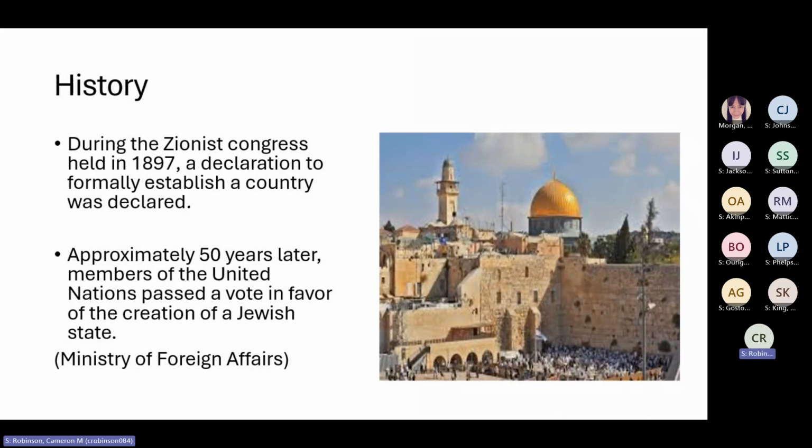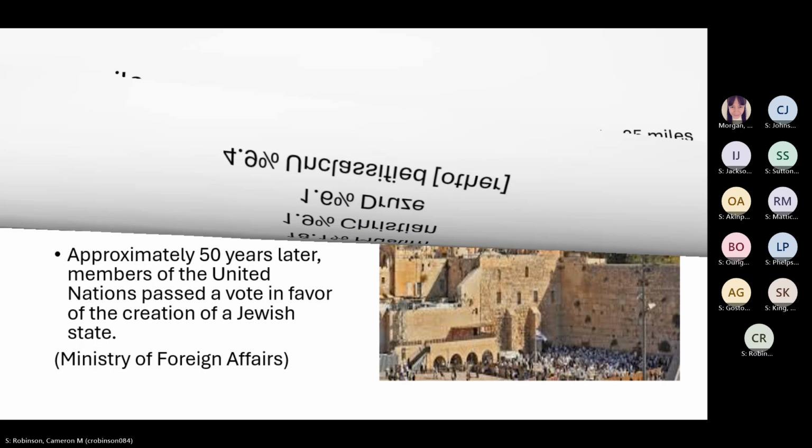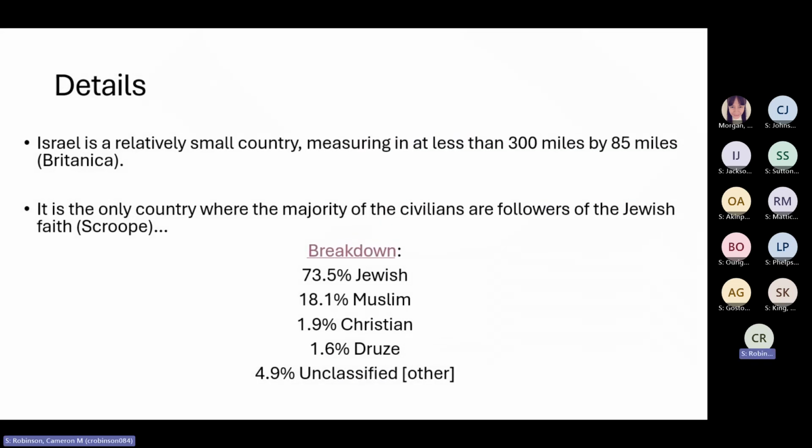So, during the Zionist Congress held in 1897, a declaration to formally establish a country was made. Approximately 50 years later, members of the United Nations gathered together and passed a vote in favor of the creation of a Jewish state. Israel is a relatively small country, measuring at less than 300 by 85 miles. It is the only country where the majority of the civilians are followers of the Jewish faith. And here's a breakdown. As you can see, a little under 74% of the people living there are Jewish.